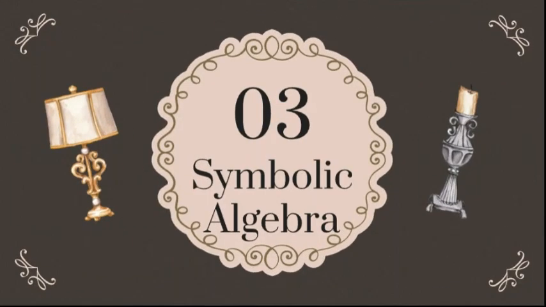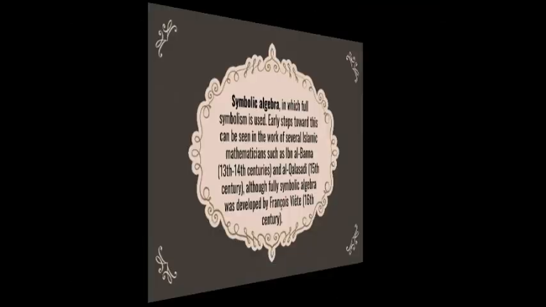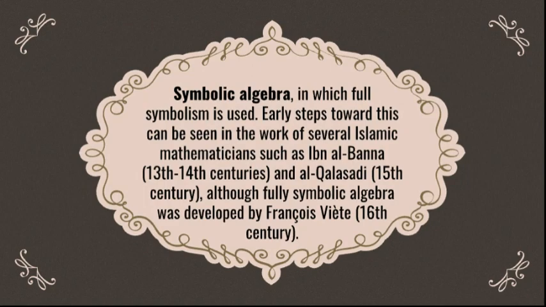Moving forward, we have the period AD 1450 to about AD 1650. During this time, various mathematicians devised shorthands or abbreviations that were progressing from the syncopated stage to the symbolic one, until by the mid-1600s, when we finally have a system of writing algebra that would be recognizable today. Symbolic algebra, in which full symbolism is used.